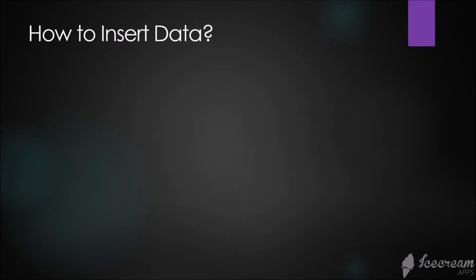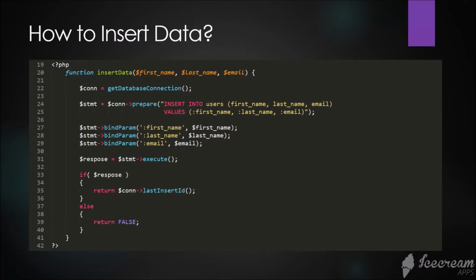Okay, so since we're already done with our database connection, now let's learn how to insert data. So we have here our sample code. I created a function which has arguments of first name, last name, and email. Okay, so first, what happens here is we try to get the database connection, then pass it to a variable con. Then since it returns an object, we do this.